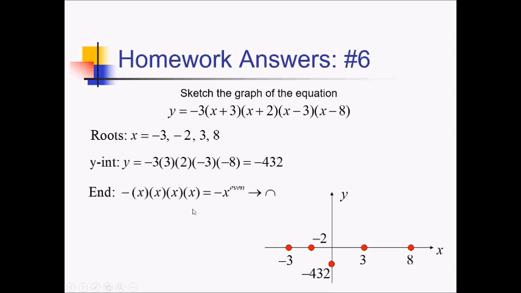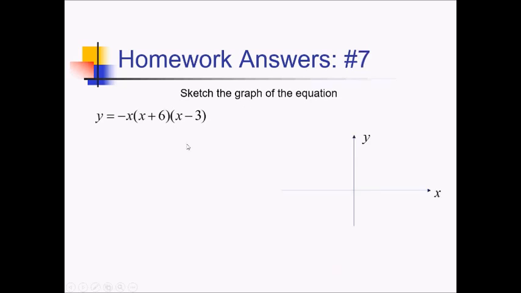And now for the root behavior in between, all these factors are single power. That means these are all single roots, and we're going to cross through all the roots without doing anything else fancy. So starting below the x-axis, we cross through negative 3, negative 2, 3, and 8. And notice I went down here to go through my y-intercept as well. And notice that we also end below the x-axis, right where the end behavior said we would.